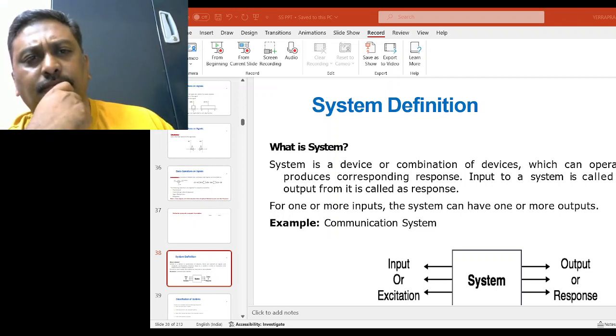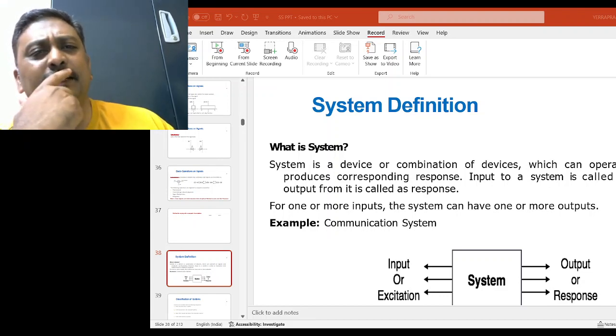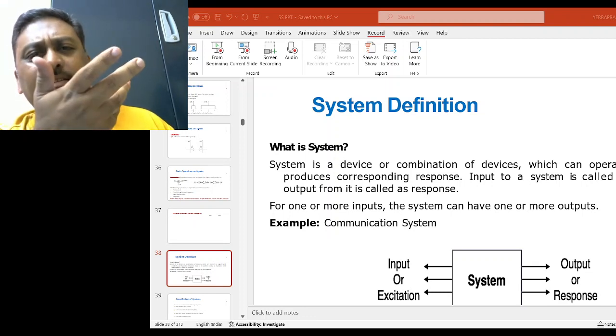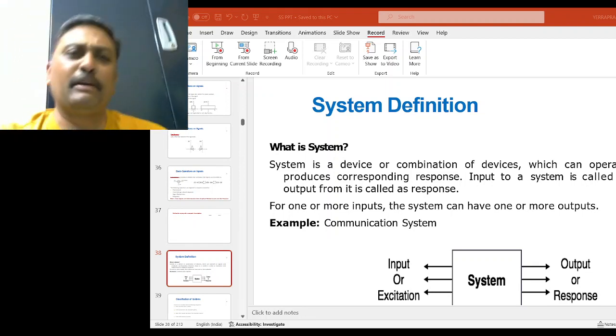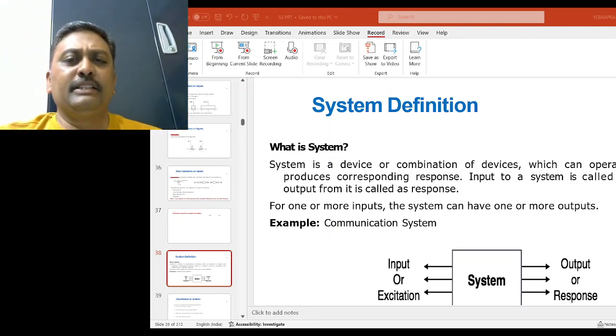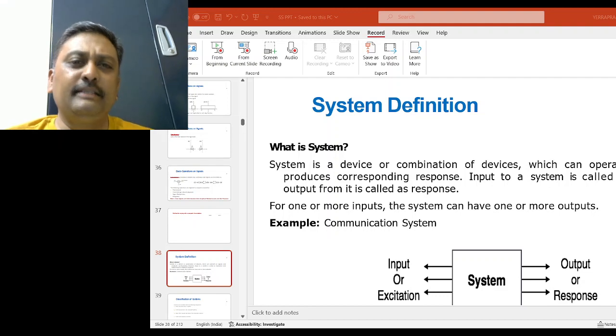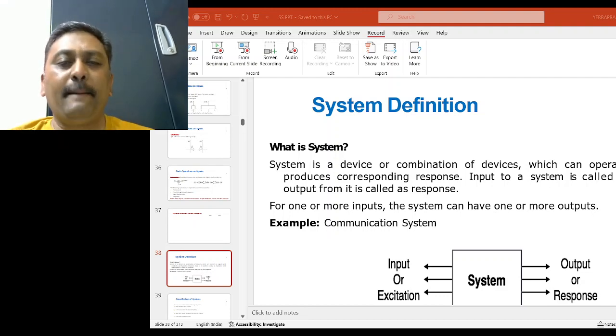Suppose there is a system. So what do you mean by a system? A system is a device or combination of devices. It can be a single step or multiple steps, which can operate and produce a corresponding response. That is, for any system, if you give any input, there should be a corresponding output.